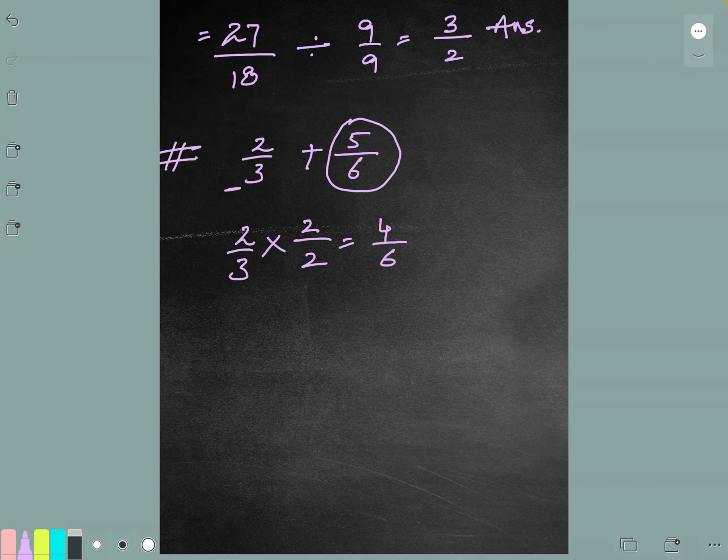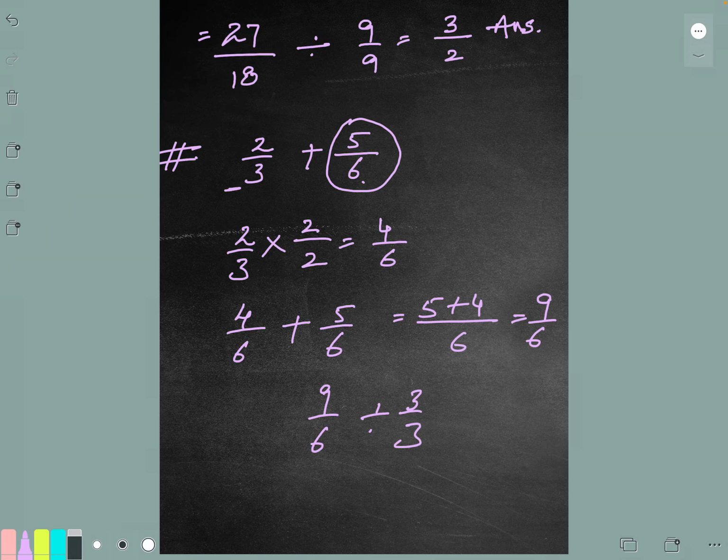If I'm able to change 3 to 6, I can do that. So now what I can do is I will add 4 upon 6 and 5 upon 6. Answer will be same, don't worry. It will be 5 plus 4, 9 upon 6. And now 9 upon 6 will be divided by 3. And I will get 3 upon 2, the same answer as I got above. This is just in case, as mothers also teach. So if they say that even this is correct, but you will prefer the first one in grade 4, right?